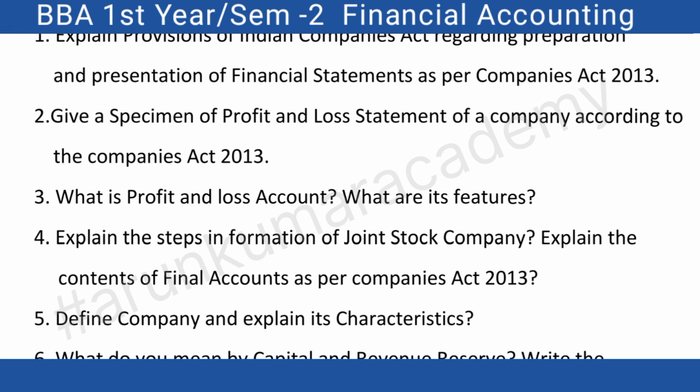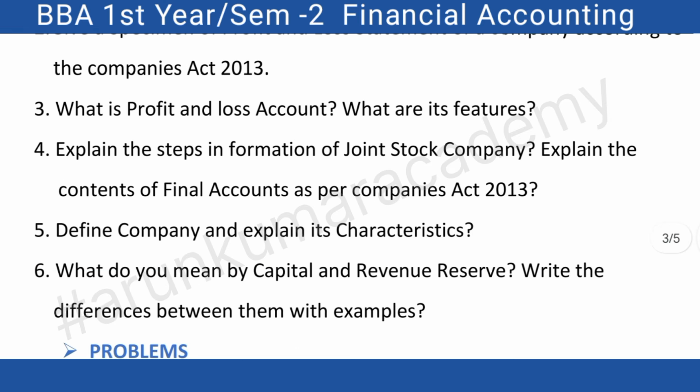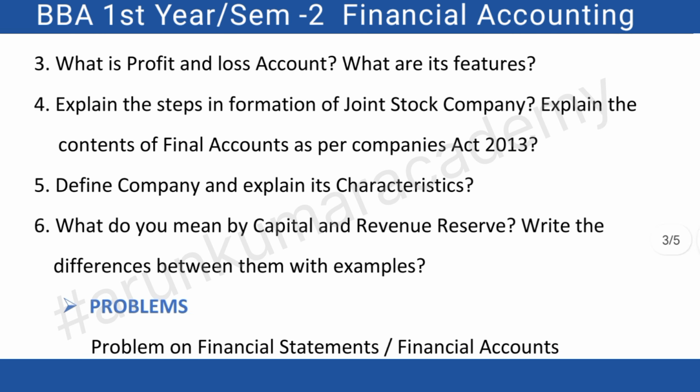So the joint stock company has certain legal formalities for its formation. So some of the steps are like promotion of the company, incorporation or registration, then commencement of business. Then question number 5. Define company and explain its characteristics. So a company refers to an organization incorporated under the Companies Act 2013 or under any previous company's law, and its features are like separate legal entity, limited liability, perpetual succession, common seal, transferability of shares, capacity to issue, etc.